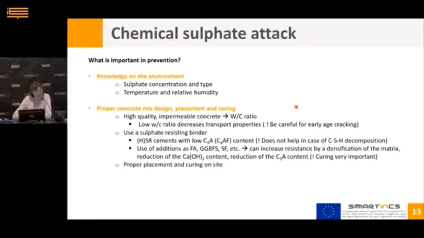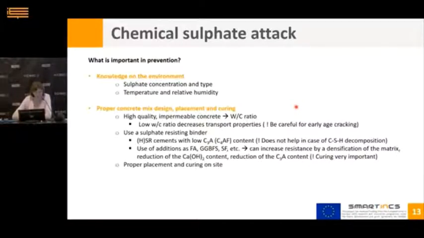A second item is about the choice of the binder material, so the cement we are using. There we should look for a high sulfate resisting cement with a low C3A, and some standards also speak about a C4AF content that should stay within the limits. Important there was that this really helps when it deals with sulfate attack that attacks the aluminate phases. But when it deals with decomposition of CSH, then it doesn't help a lot.